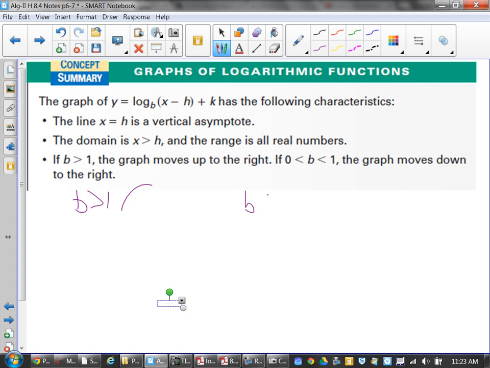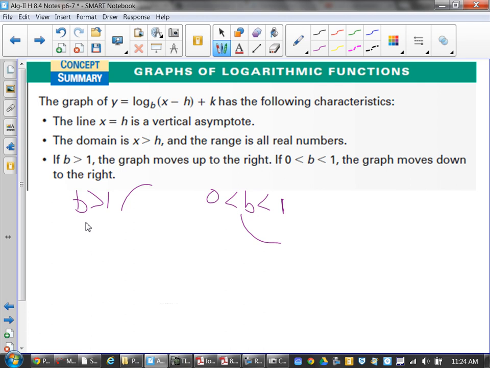If the b value is between 0 and 1, it's moving down to the right. Does that make sense? Those are the only 2 ways the graphs are going to go, and it's shown by the value of b, whatever your base is.